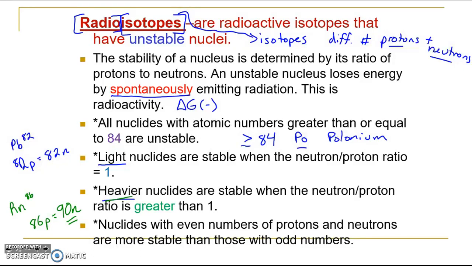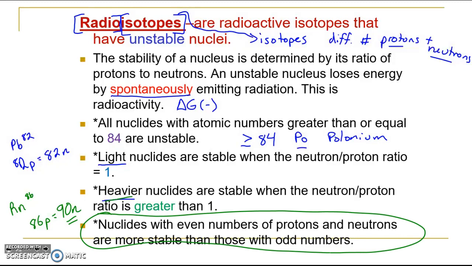Nuclides with even numbers of protons and neutrons are more stable than those with odd numbers. So overall, if you want to be stable, you need to have about the same number of protons as you do neutrons. That's just kind of the way it goes.